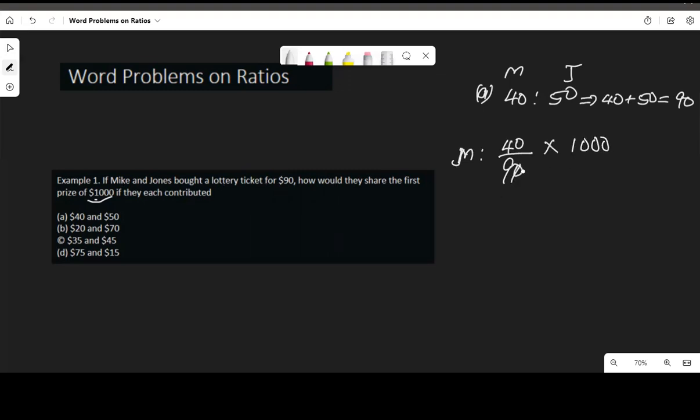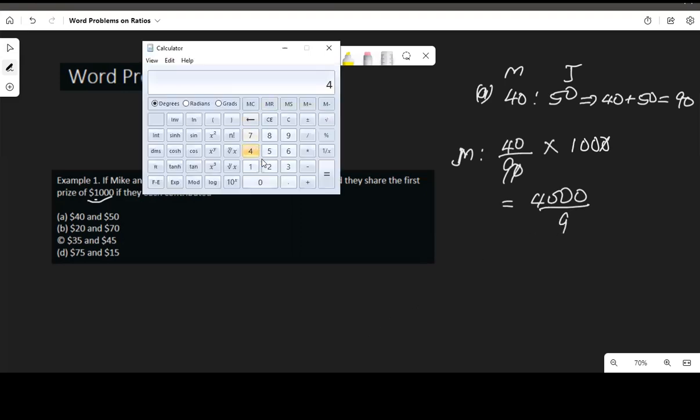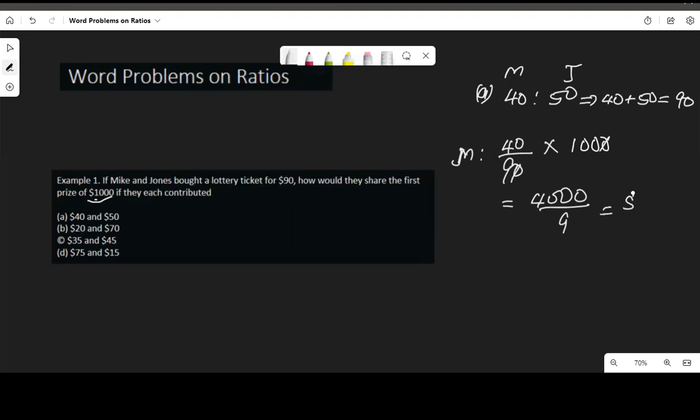Let me cancel some zeros. 40 times 100 is 4,000. That is 4,000 divided by 9, which is 444.444. So Mike will receive approximately $444.4.